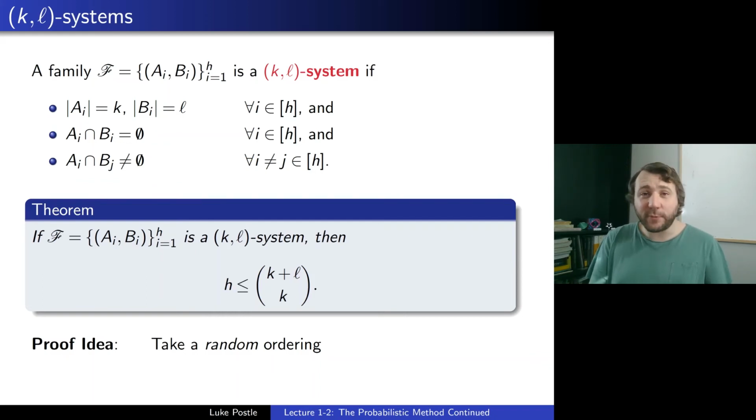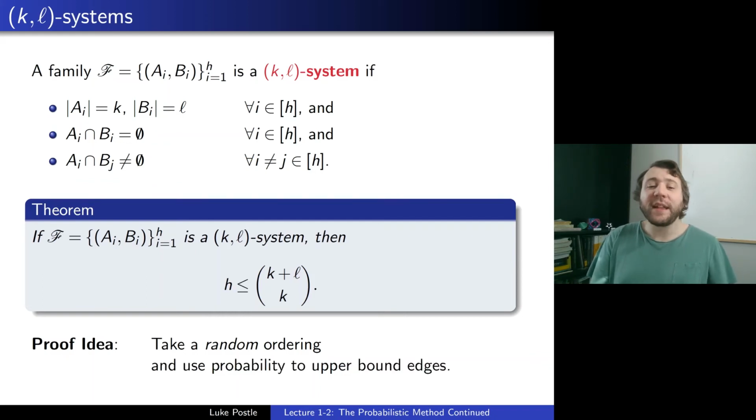We're going to take a random ordering of those vertices, and we're going to use probability to upper bound the number of edges. So we're going to use probability and say, given these properties about the system, then knowing what we know about probability, there just can't be too many edges. So it's quite an amazing proof in that regard, even though it is quite simple. It's a different take on the probabilistic method. So let's see this in action.